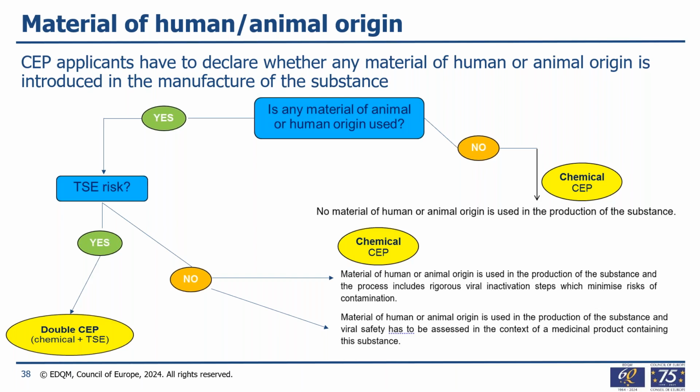If there is no TSE risk in connection to the use of this material, the assessment results in the chemical CEP, and the following statements can be mentioned on the CEP. So the EDQM may assess the risk of viral contamination, and if there is no risk, we state that material of human or animal origin is used in the production of the substance, and the process includes rigorous viral inactivation steps, which minimizes the risk of contamination.